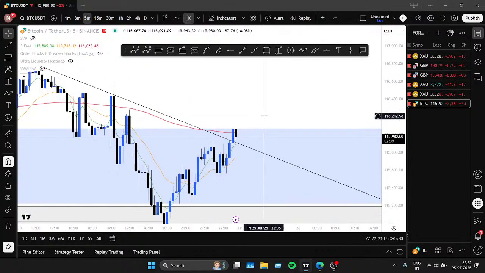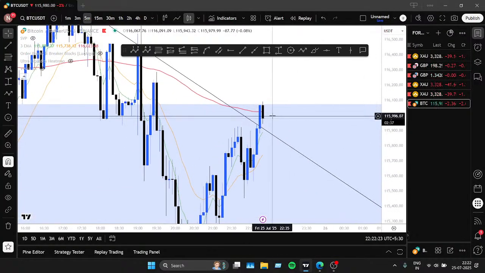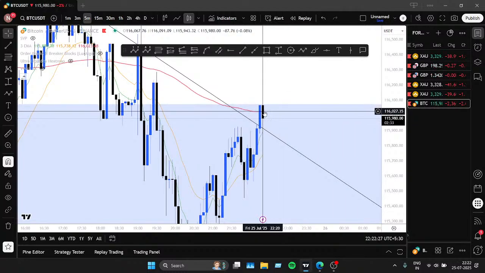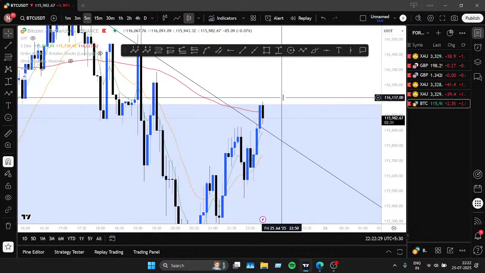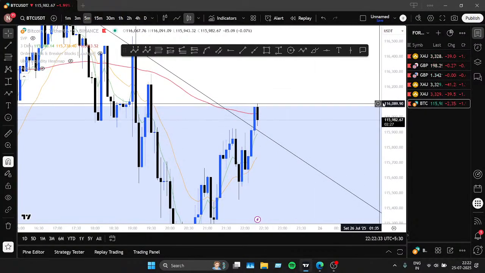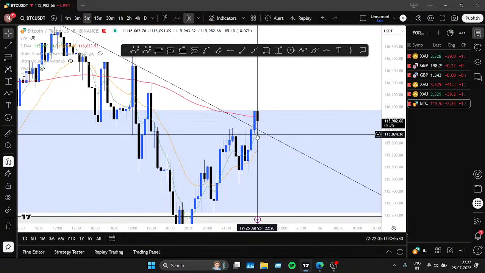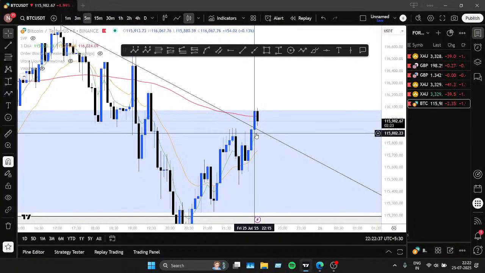Yeah, as I speak now, you can see a reaction from this EMA, right? So it is working as, what can I say, a resistance for us. So I need a clear breakout to the upside, and that's why I need confirmation. And the confirmation is that I need to see this green EMA above this red.